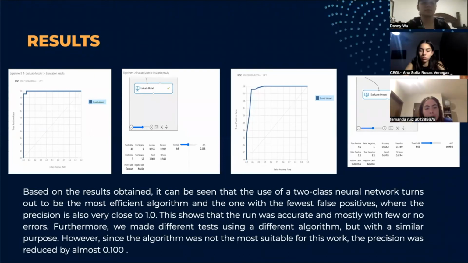Well, based on the results obtained, it can be seen that the use of a two-class neural network turns out to be the most efficient algorithm and the one with the fewest false positives, where the precision is also very close to 1.0. This shows that the run was accurate and mostly with few or no errors. Furthermore, we made different tests using a different algorithm, but with a similar purpose. However, since the algorithm was not the most suitable for this work, the precision was reduced by almost 0.100.